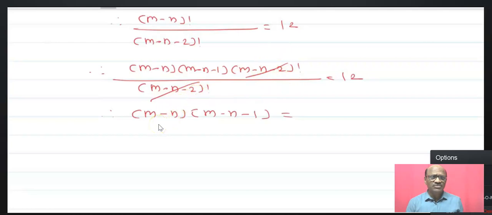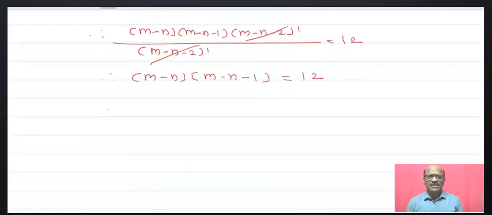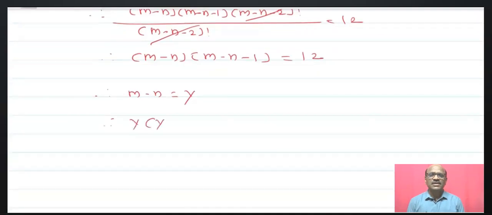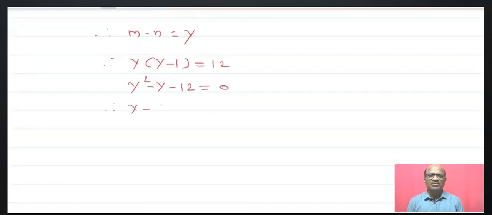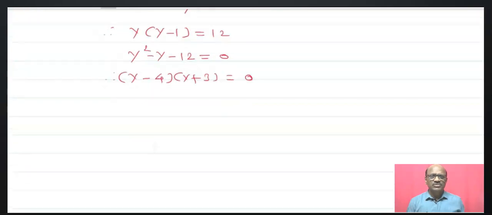Now we want to solve this. m minus n is equal to y. Then it will become the quadratic equation like this. See this here. Therefore, y(y minus 1) is equal to 12. That is y square minus y minus 12 is equal to 0. Therefore, (y minus 4) in first bracket, second bracket (y plus 3) is equal to 0.